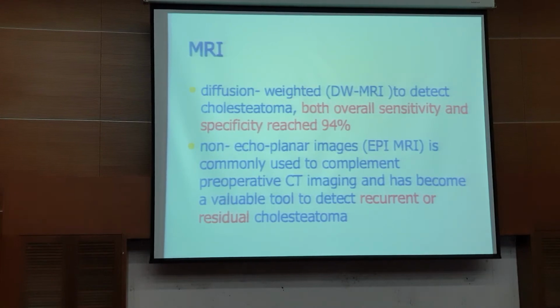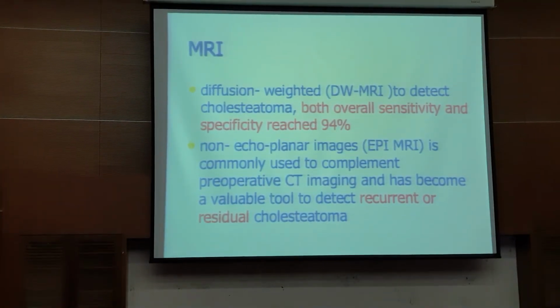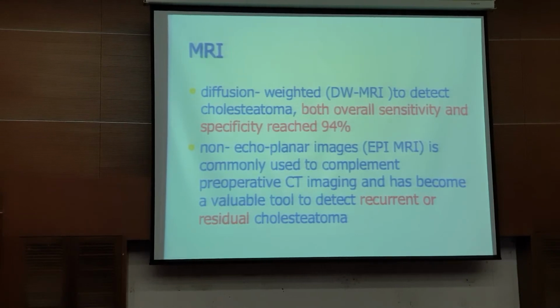So when you look at the MRI, the diffusion weighted image, the sensitivity and specificity is 94%. So in other words, when you want to assess a patient with cholesteatoma, there are two reasons why you want to request an MRI. One, to look for complications.